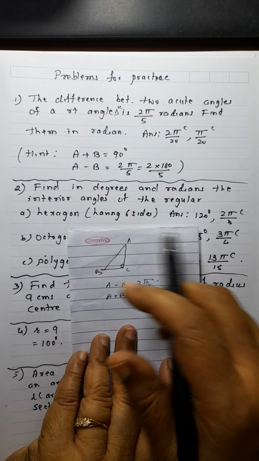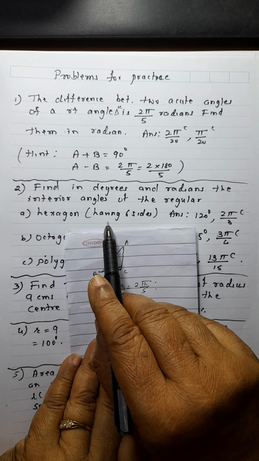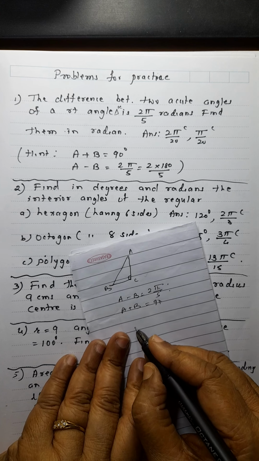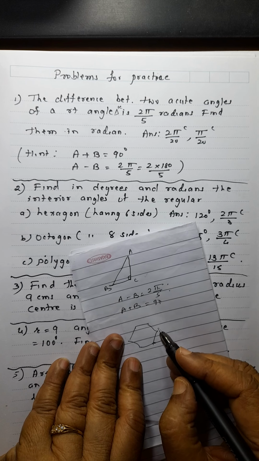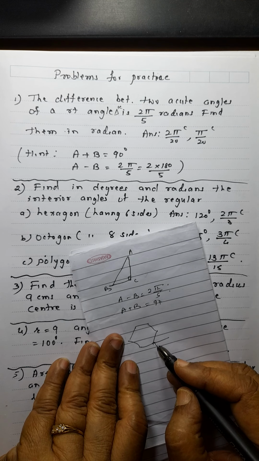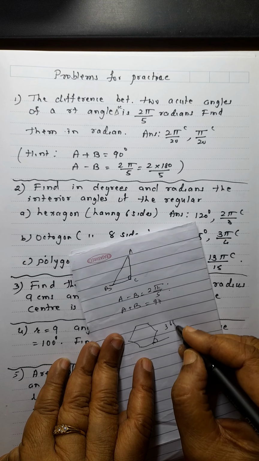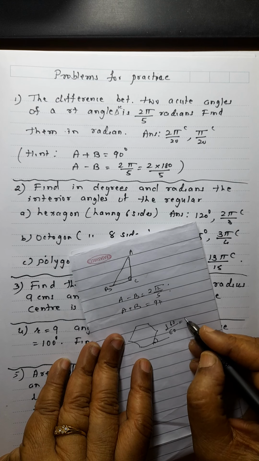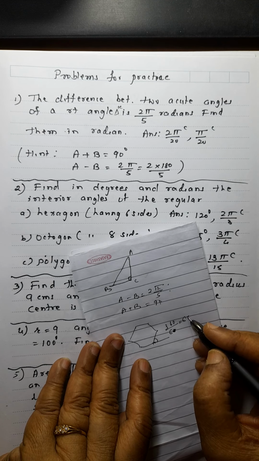Hint is given. Find in degrees and radians the interior angle of a regular hexagon. A hexagon is a figure having 6 sides, regular. So if these are the 6 sides, you know the sum of the exterior angles is 360. Because these are 6 angles, each angle will become 360 by 6. See here, 360 by 6, so it will become 60 degrees.